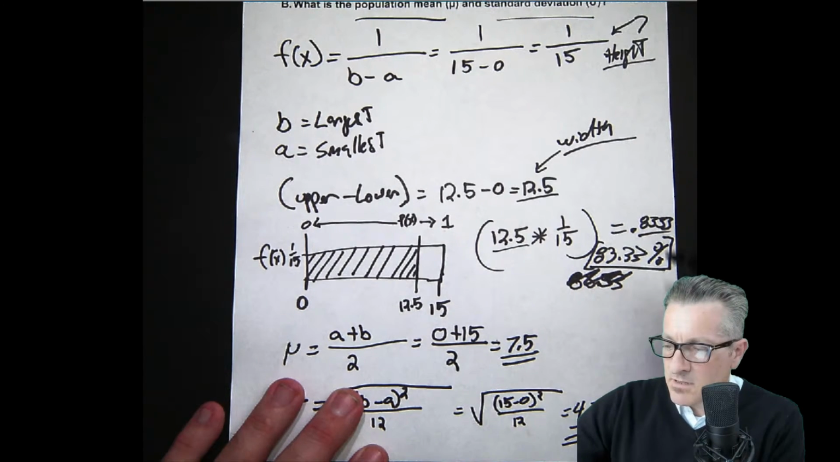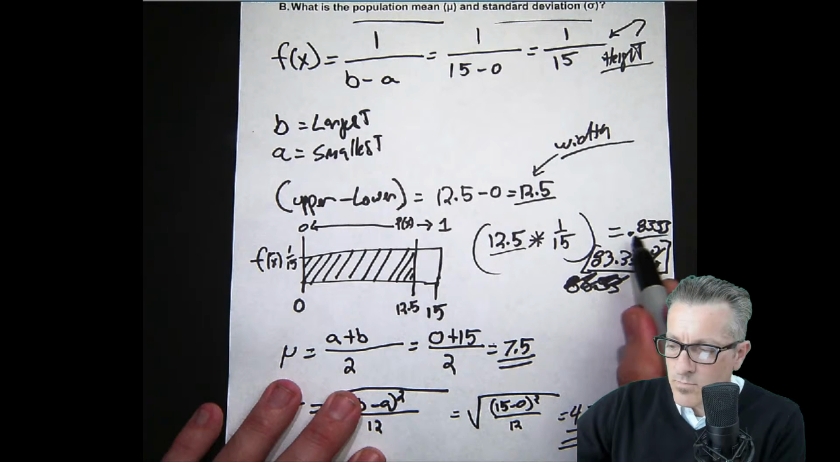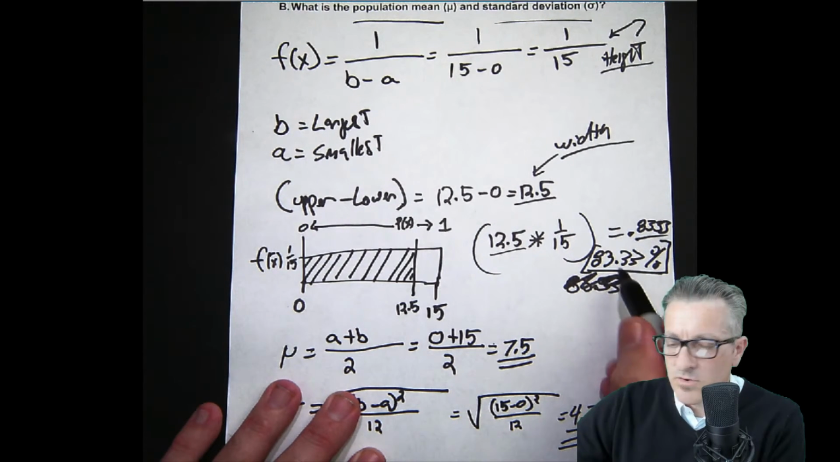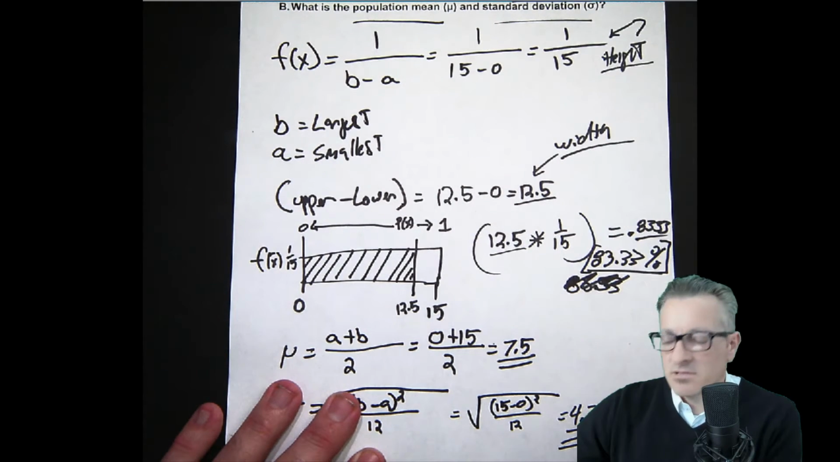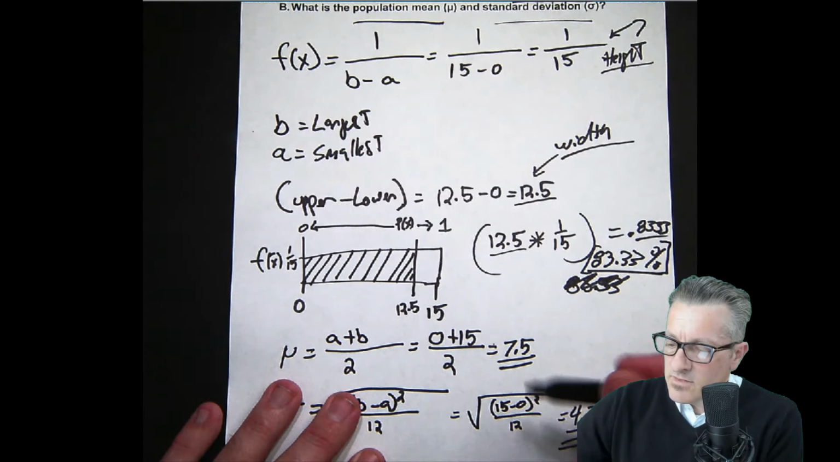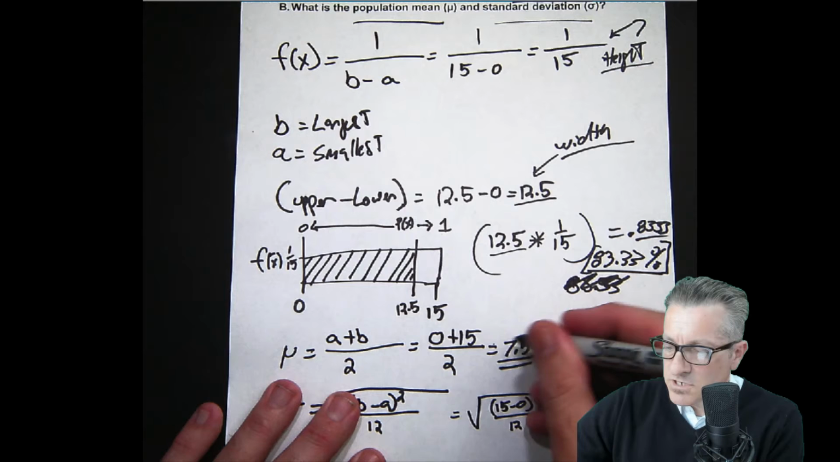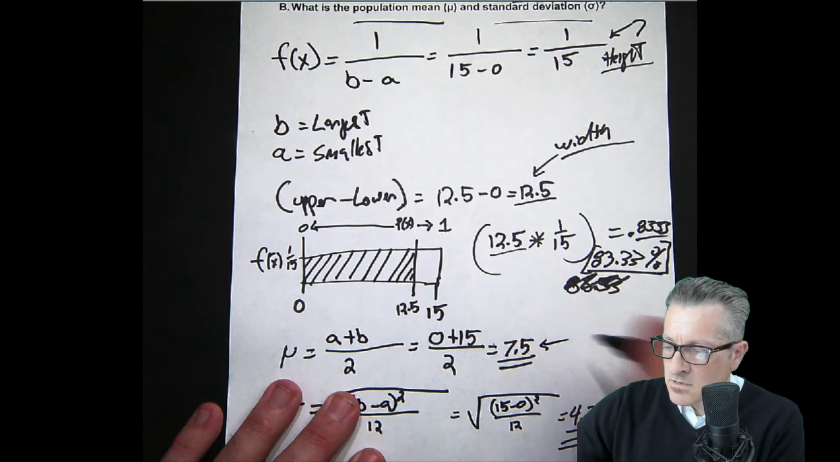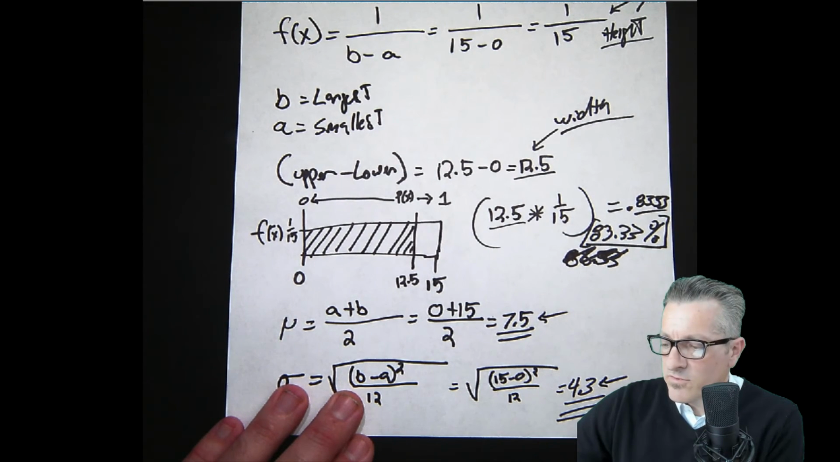Just recapping, the probability is 0.8333, or 83.33%, of waiting 0 to 12.5 minutes. The mu, or population mean, for this distribution is 7.5 minutes, and the standard deviation is 4.3 minutes.